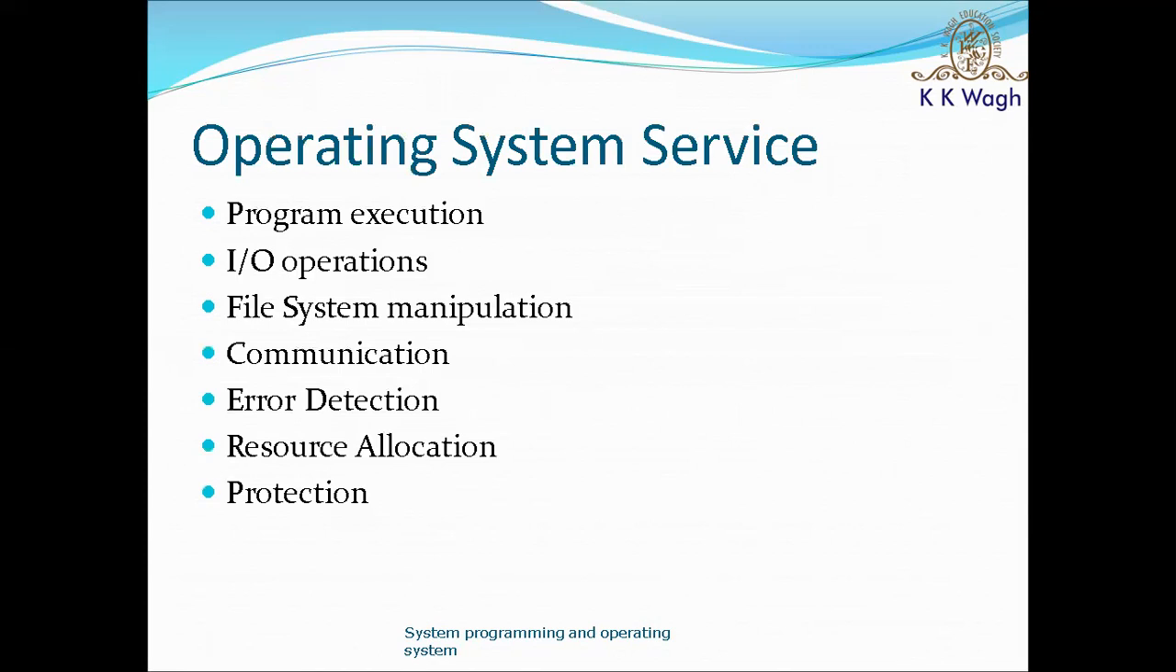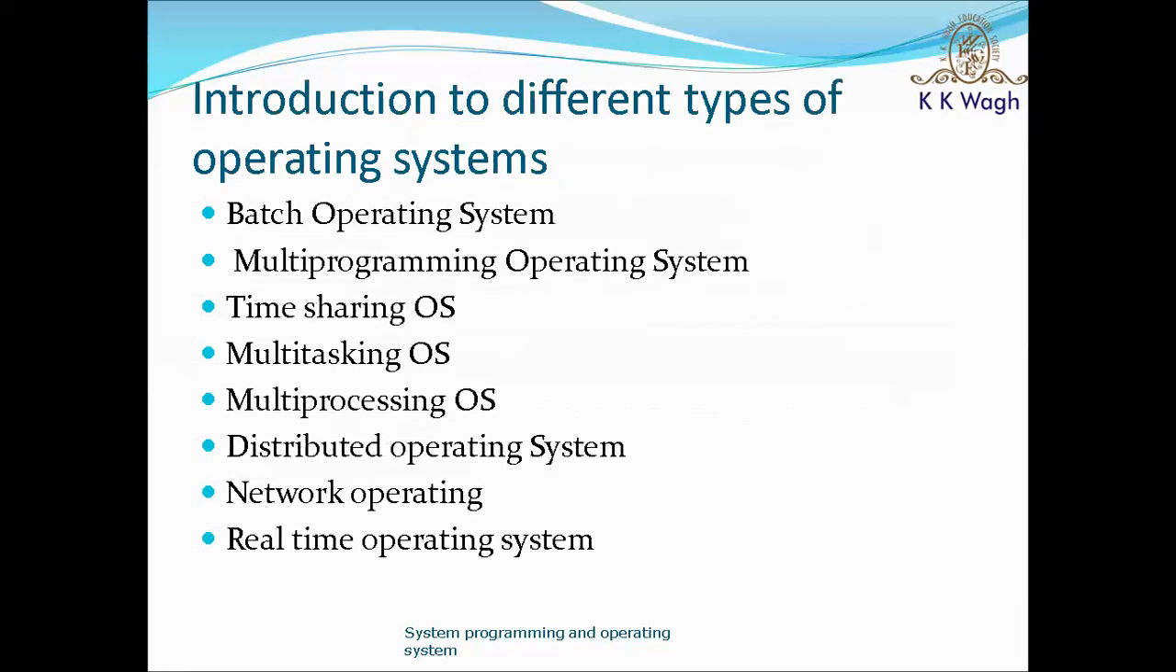Here are some operating system services. The very first one is program execution. Then there are input output operations, then file system manipulation, then communication, error detection, resource allocation, and protection. So these are some services which are provided by the operating system. Let us move towards the next slide.